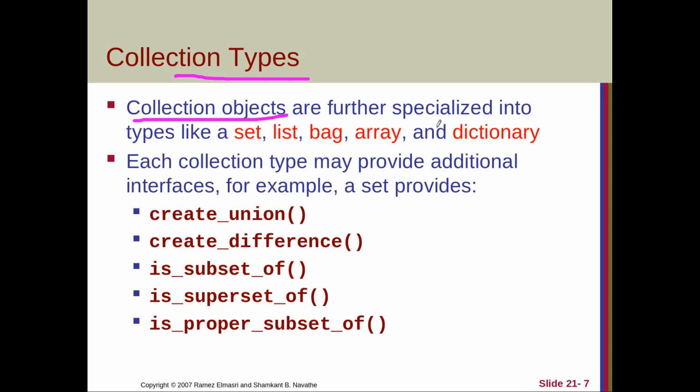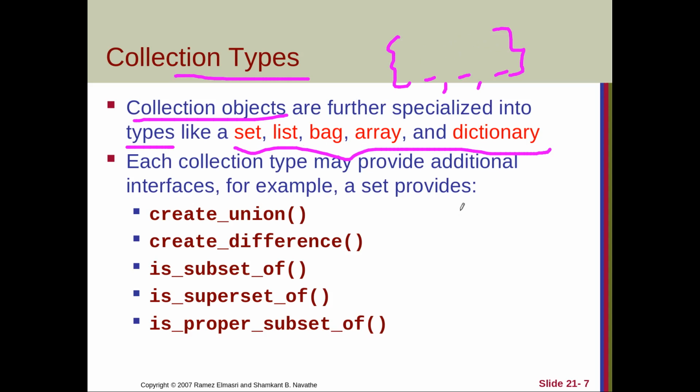Now these can be created by using different collection types. Some of the collection types present in the ODMG model are set, list, bag, array and dictionary. So what is a set? Set is similar to a mathematical set. We will have a set of values separated by commas. Set means normally there won't be repetition of the same value more than once.